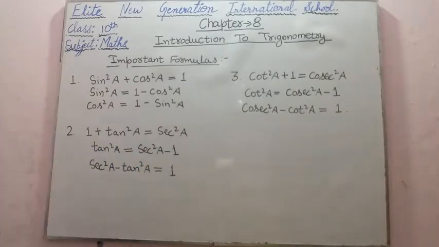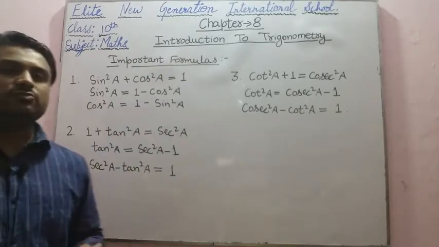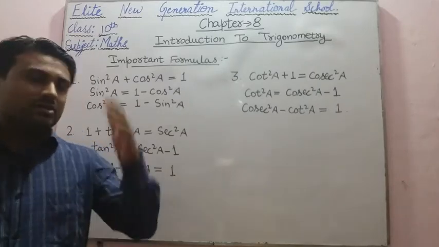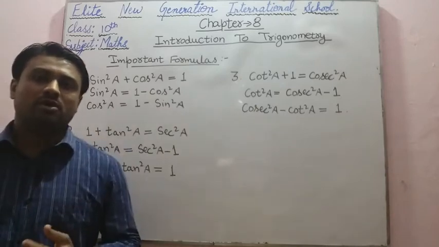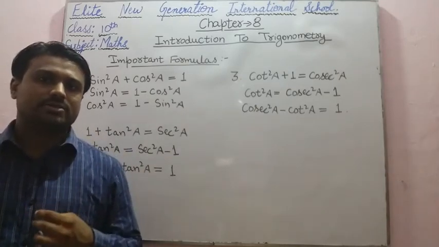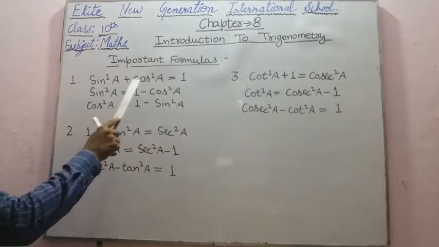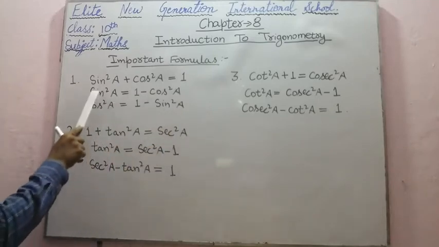Today we are going to start some important formulas of chapter 8, that is Introduction to Trigonometry. Before this we have covered our exercise 8.3, and today we will study some formulas, and on the basis of these formulas we will proceed to our next exercise. So in this, see the first formula: sin square A plus cos square A is equal to 1, and from this we can find out these formulas.